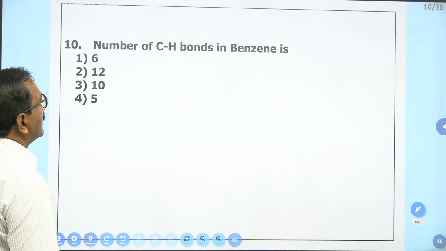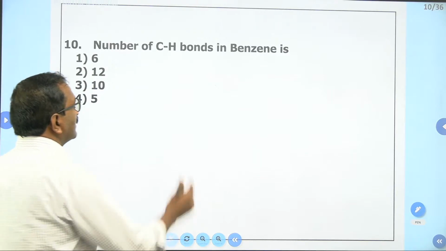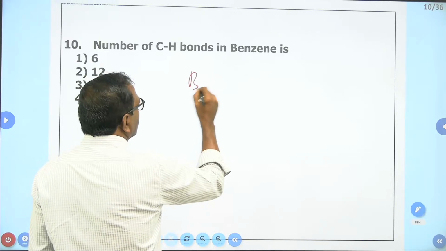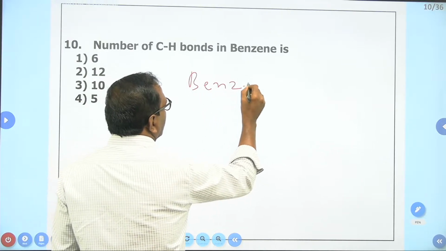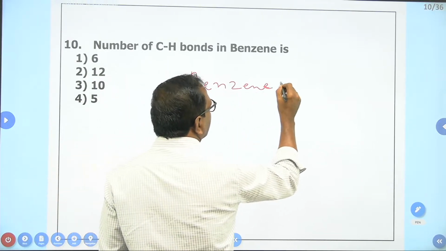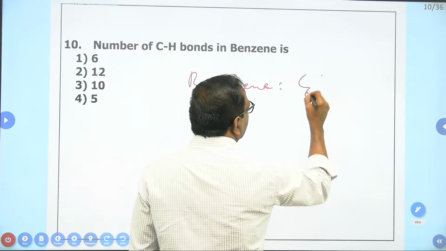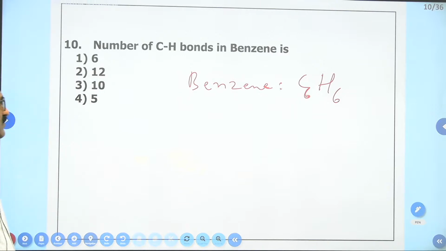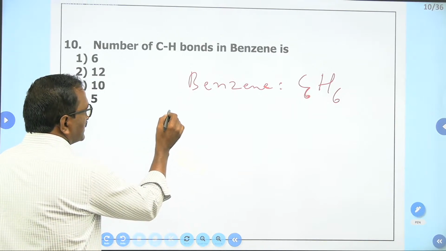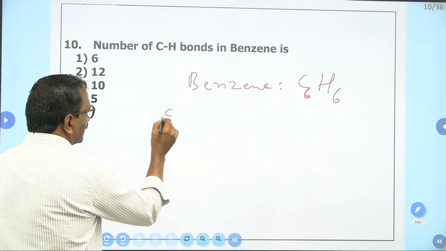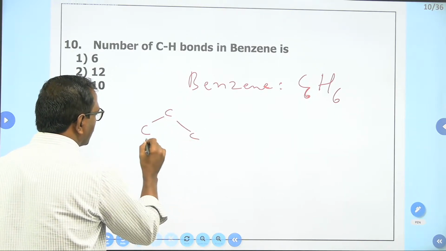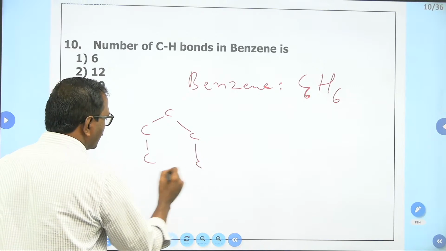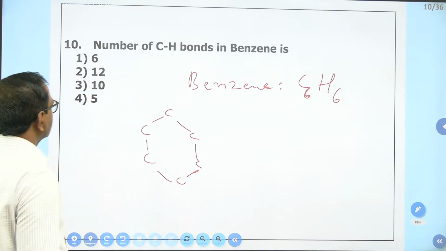Number of CH bonds in case of benzene. You know that the molecular formula of benzene is C6H6. You should know the benzene ring structure here. This is one carbon, second carbon, this is the third one, now this is fourth, now this is fifth, and this is the sixth one here. Okay.